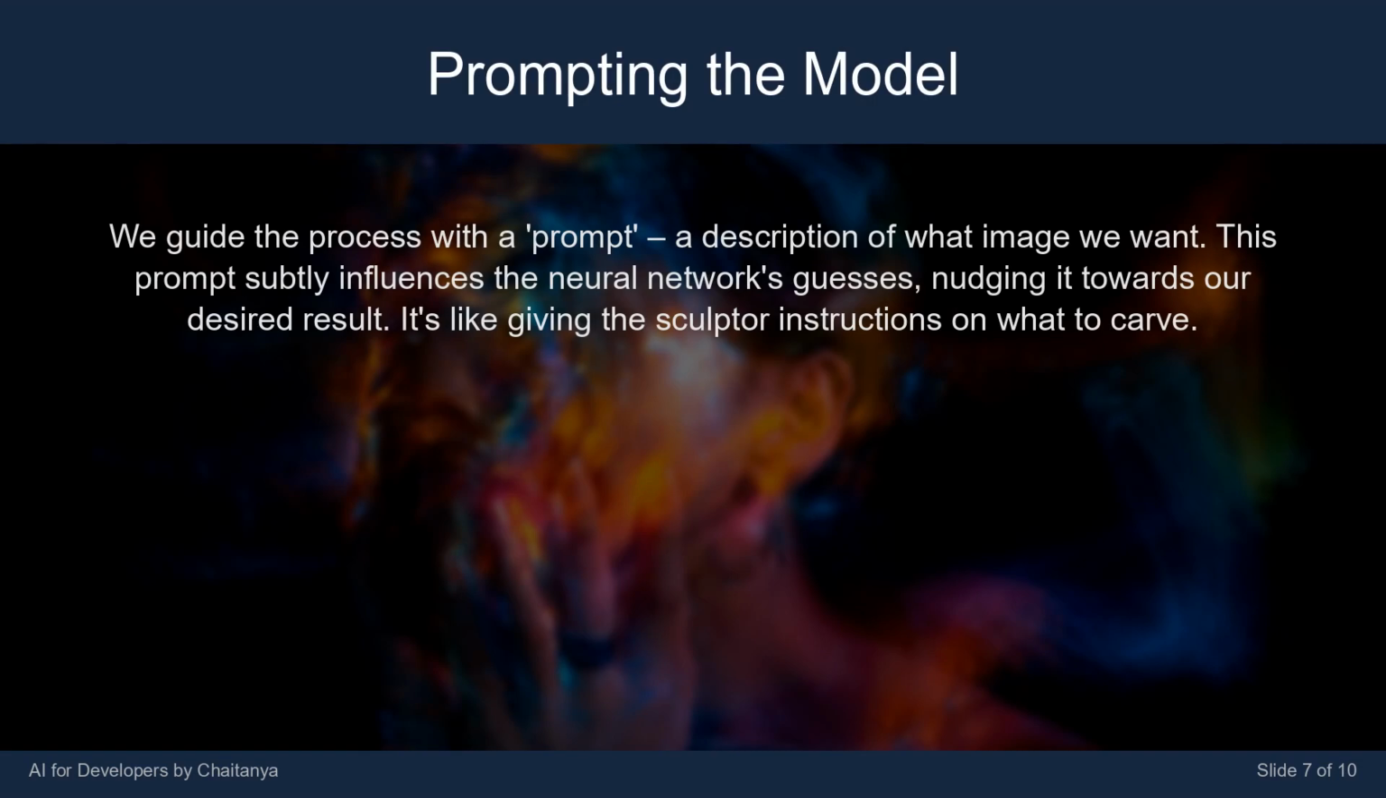We guide the process with a prompt, a description of what image we want. This prompt subtly influences the neural network's guesses, nudging it towards our desired result. It's like giving the sculptor instructions on what to carve.